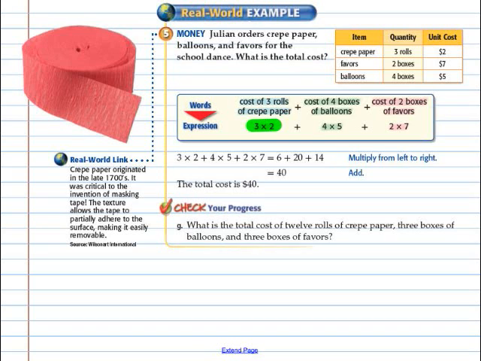Each balloon or box of balloons costs $5. He buys 4 boxes, 4 times 5. And then 2 boxes of party favors, 2 times 7. So all of that translates to this expression right here.